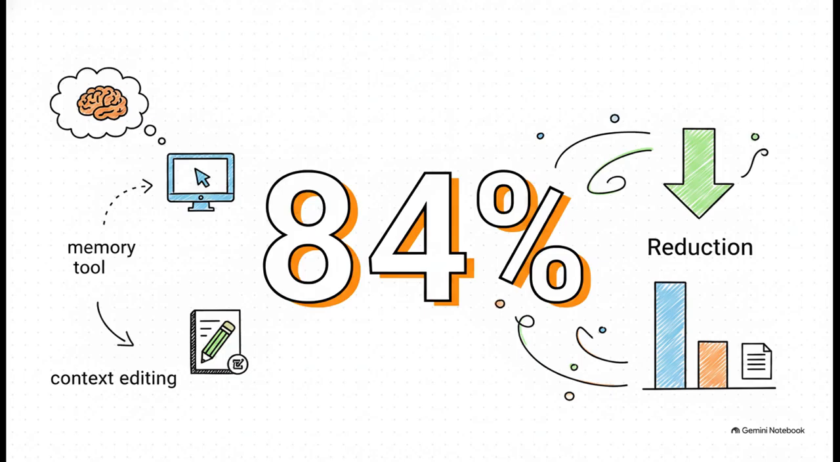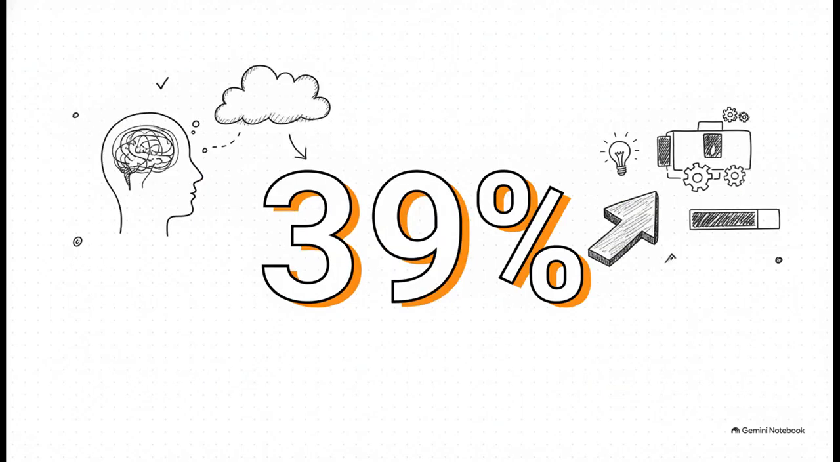To really grasp why this is such a game changer, consider this number: 84%. In a highly rigorous 100-turn web search evaluation, combining this memory tool with context editing reduced token consumption by a staggering 84%. That's compared to blindly loading the full conversation history every single time. It's a massive savings. But it's not just about saving tokens, right? Using this memory tool also led to a 39% improvement in task completion over the baseline.